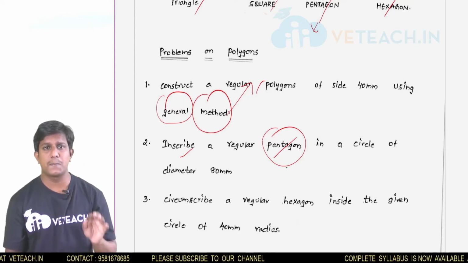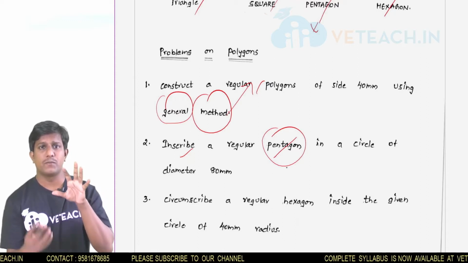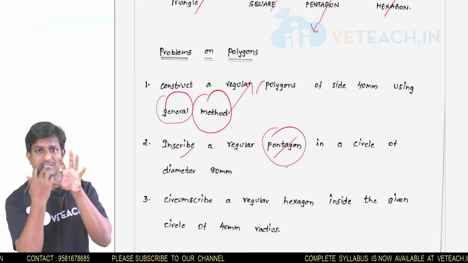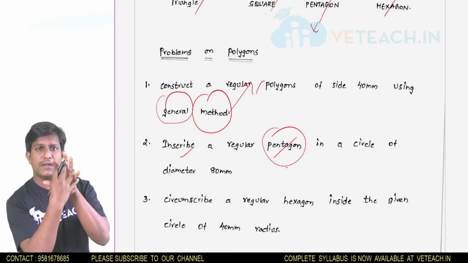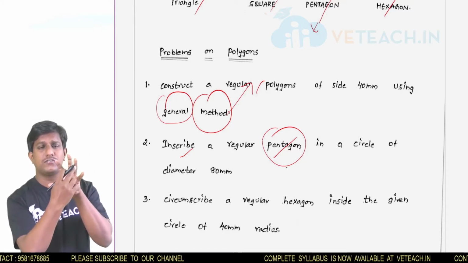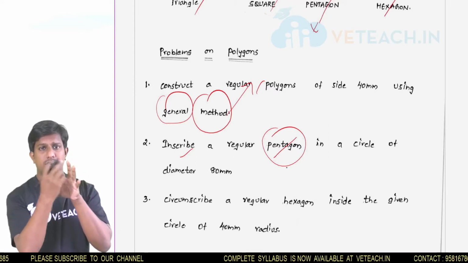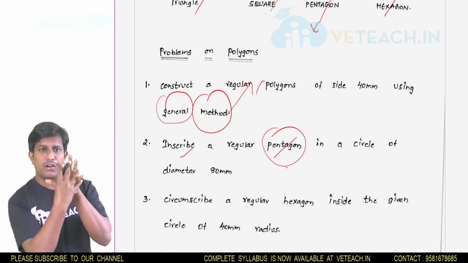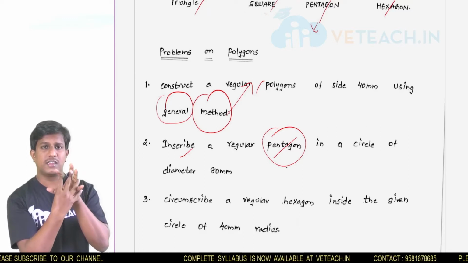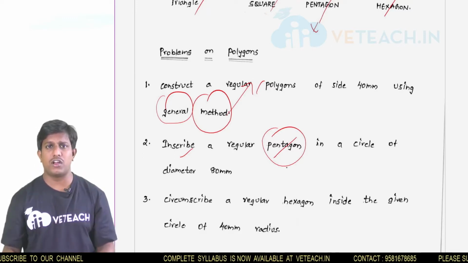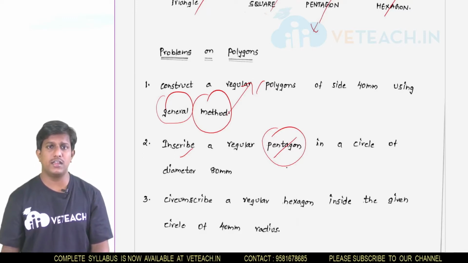In the question he is asking for a pentagon, so in a circle we are keeping a pentagon. What diameter of the circle is he giving? First we have to see the diameter of the circle, then we have to keep the pentagon in the circle. Let's draw it in the drawing sheet by using the diameter.